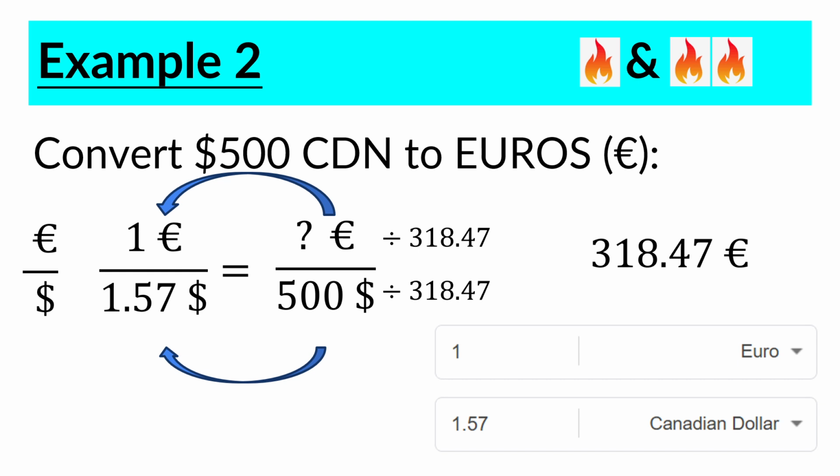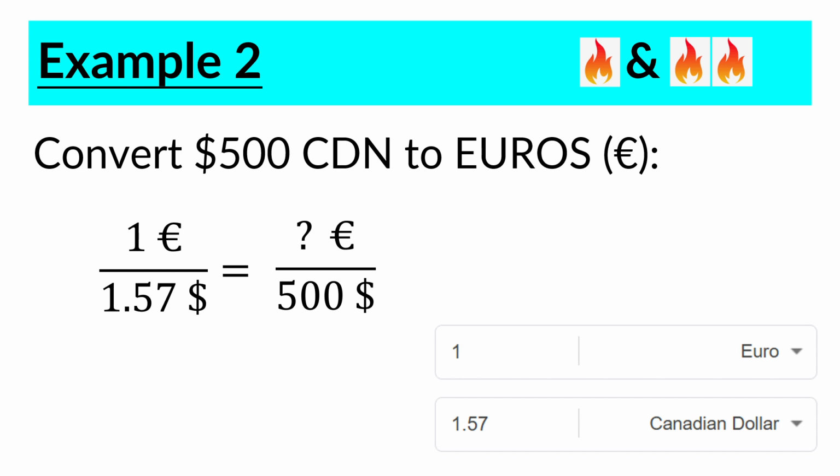Let's try this a different way. So it's the same question. But if you didn't like that method, again, there's many ways to solve this. Because we have a proportion, we know that 1 times a number gives 1.57, and that's obviously 1.57. So what we do is we go to the other rate, and we do the same thing. So something times 1.57 is 500.